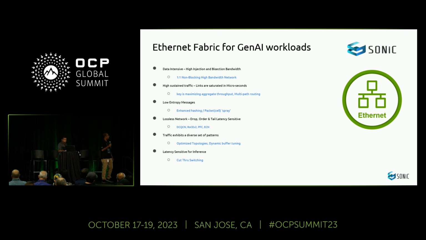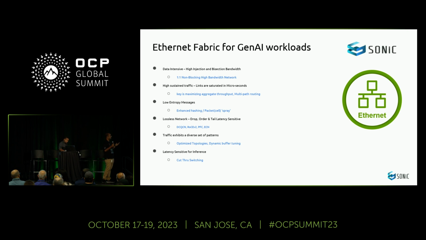Okay. So Ethernet, we talked about earlier, the message was loud and clear from the morning itself. Ethernet is open, ubiquitous, and already supported. It's a known network for everyone. It's much easier for you. So Ethernet already supports all the parameters you want for a GPU-to-GPU fabric, which we are talking about today. It can support a 1:1 non-blocking high-bandwidth network.